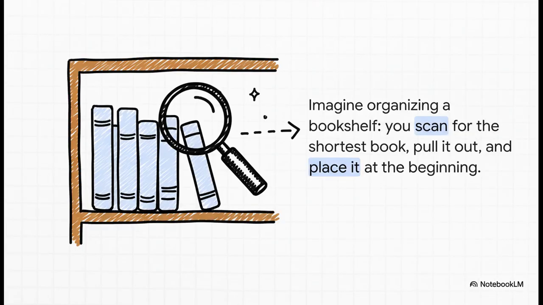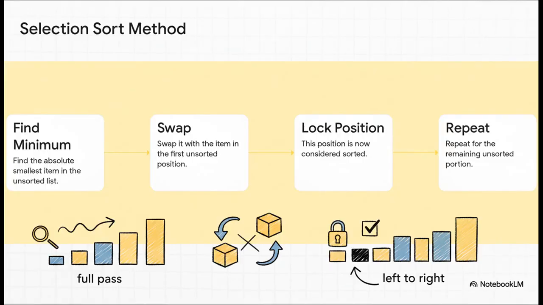The absolute best way to picture this one is to imagine you're organizing a messy bookshelf. You wouldn't just swap a book with the one next to it. No, what you'd probably do is scan the entire shelf, find the absolute shortest book, and then move that one book directly to the very beginning. So, here's the crucial point. Selection sort does a full pass just to find the minimum element. It does a ton of comparing, sure, but then it only performs one single strategic swap to lock that element into its final place. So the sorted section actually grows from left to right.